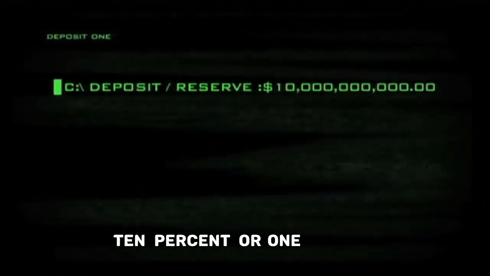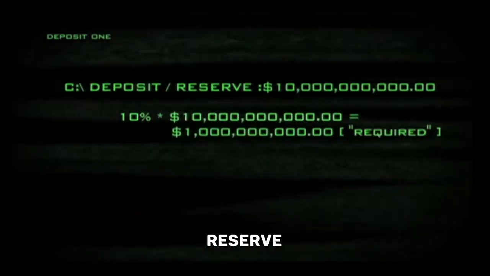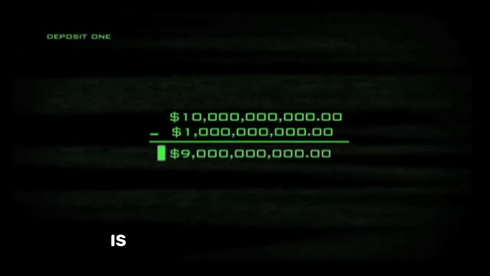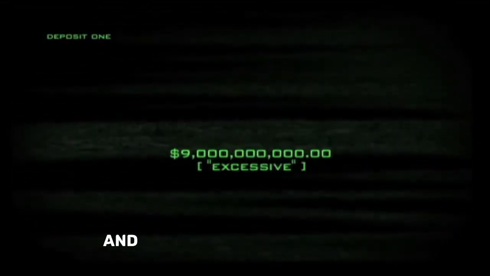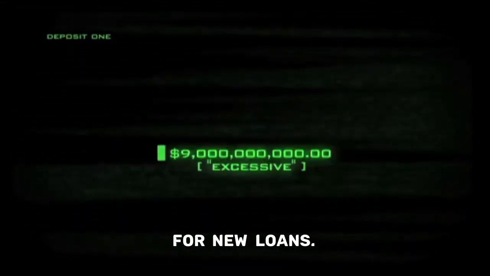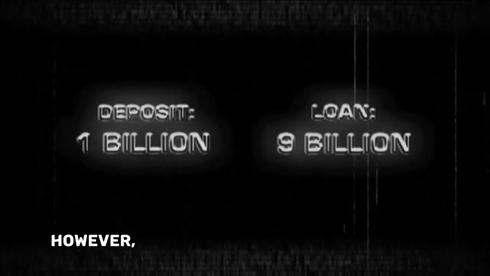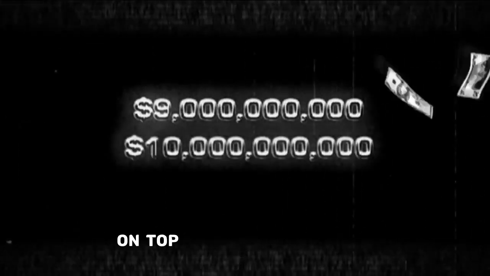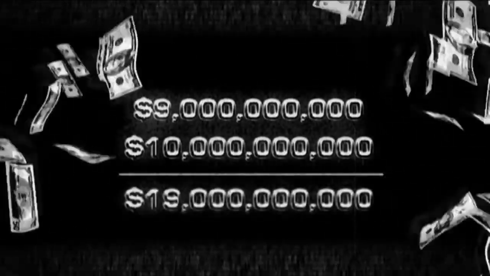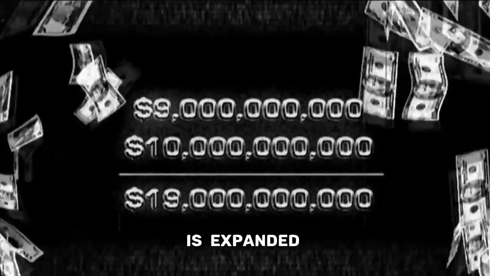This means that with a $10 billion deposit, 10% or $1 billion is held as the required reserve, while the other $9 billion is considered an excess reserve and can be used as the basis for new loans. Now, it is logical to assume that this $9 billion is literally coming out of the existing $10 billion deposit. However, this is actually not the case. What really happens is that the $9 billion is simply created out of thin air on top of the existing $10 billion deposit. This is how the money supply is expanded.